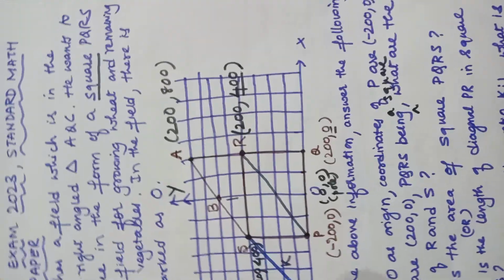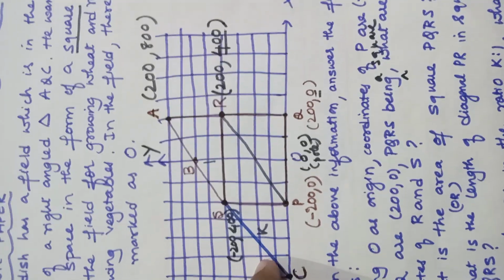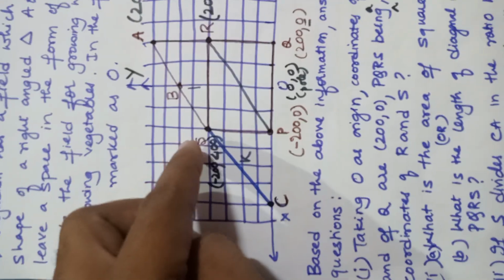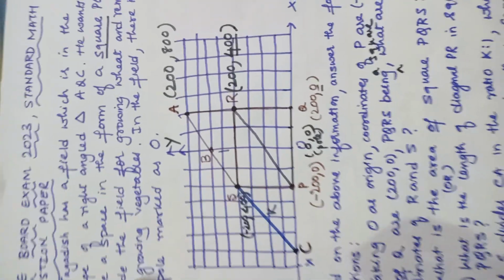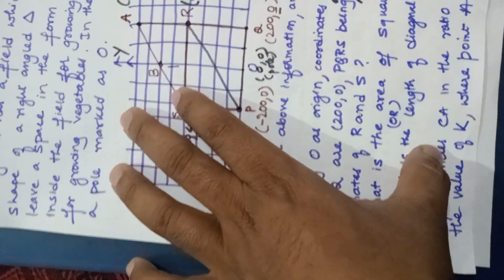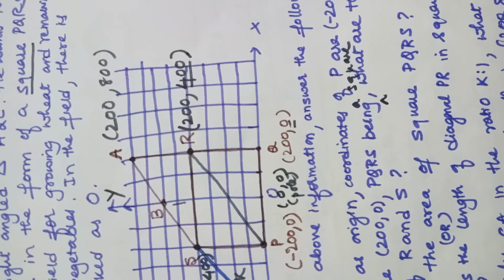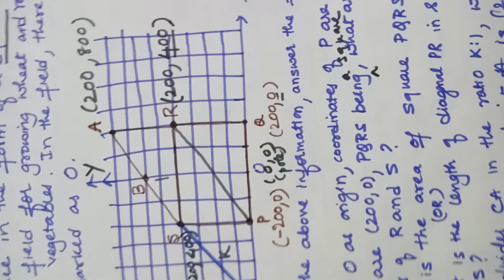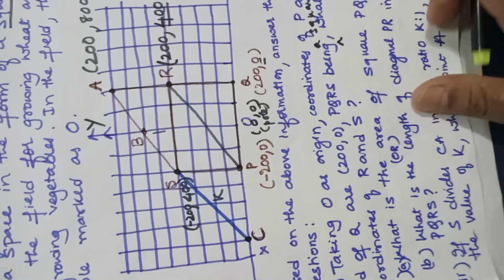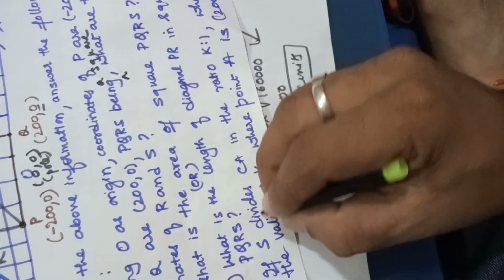Okay, they have given the coordinates of A as 200, 800. So we need to find out what is the value of K here. Now here, they say point S is dividing. Whenever they use the word divides, so indirectly they're giving you a hint that you have to use a formula called a section formula. This formula can be used whenever the word divides is present in the question. So let's use the section formula.